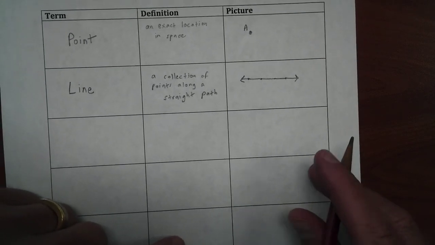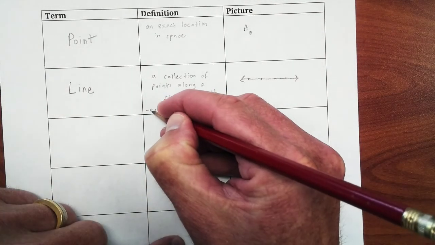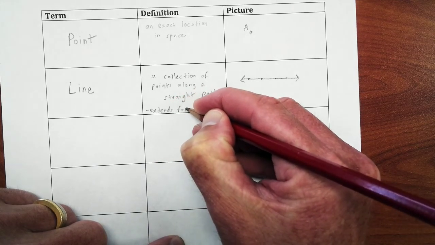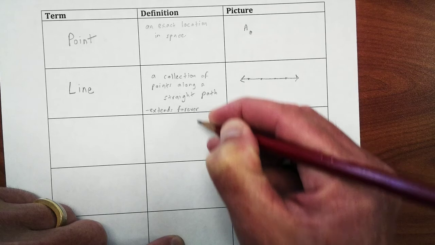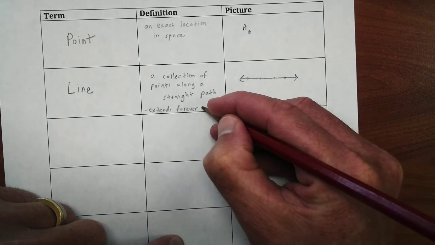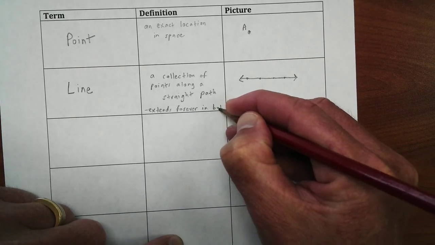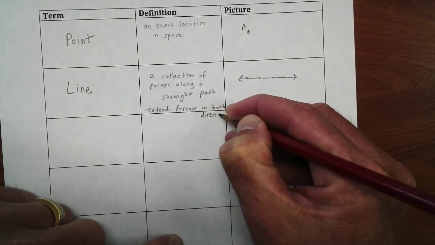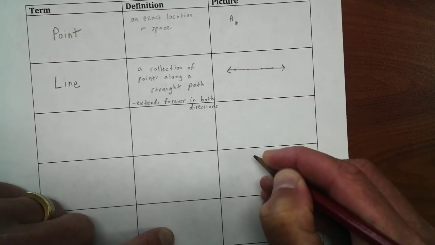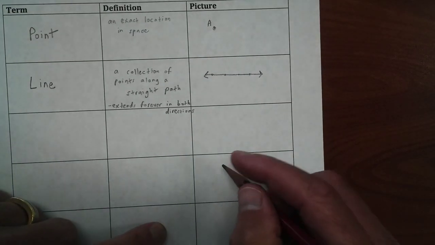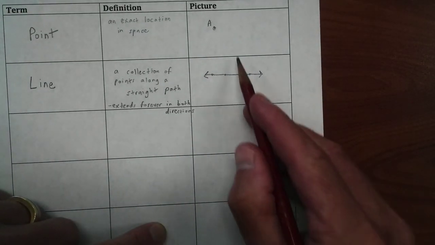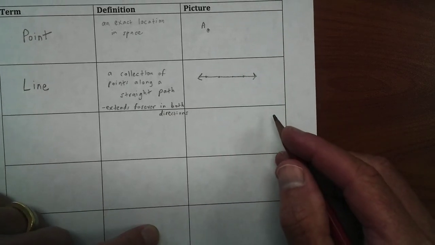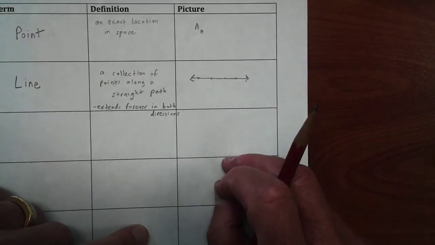So we should probably add that to our definition. Extends forever in both directions. All right, lines don't have to go from left to right too. They can go up, down, they could go diagonally, but it has to be straight and there has to be arrows.